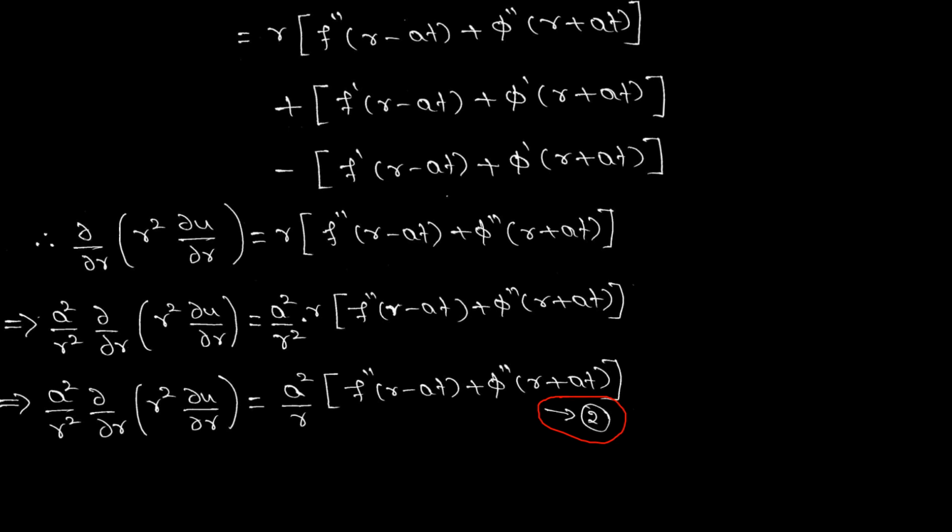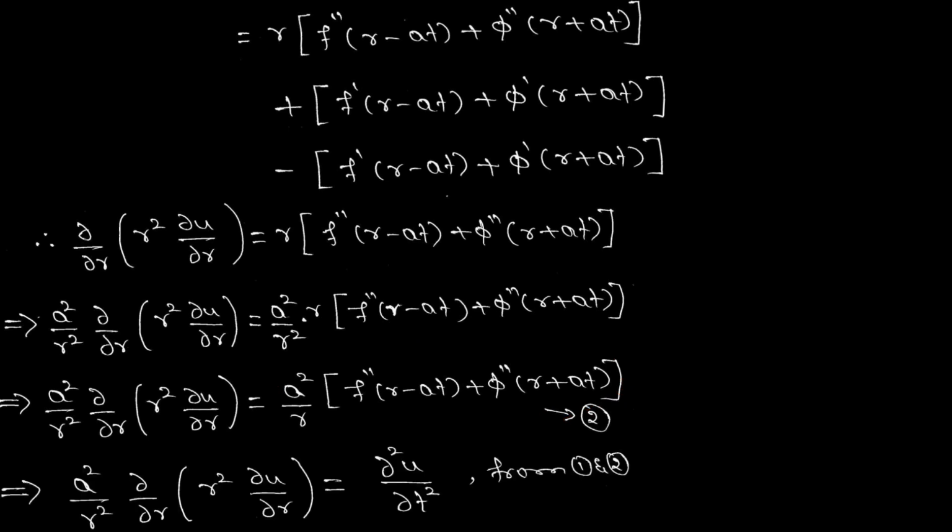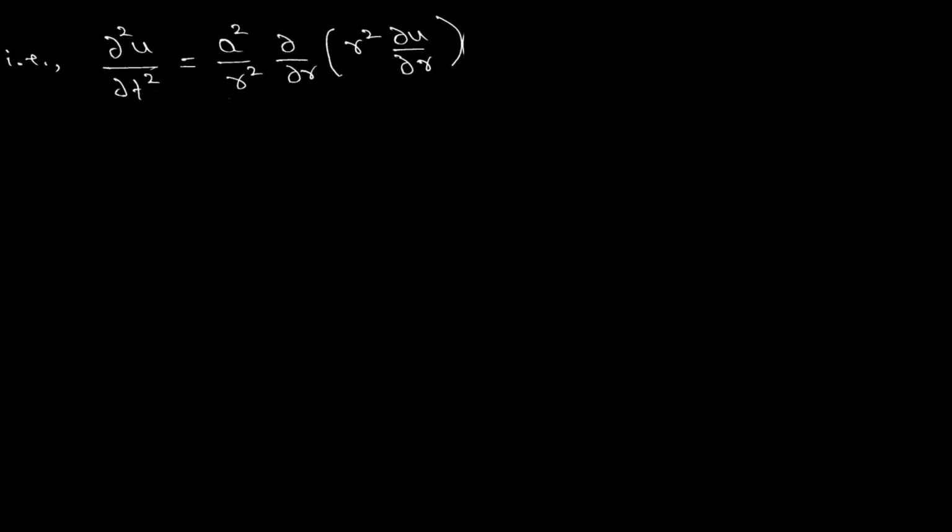When you compare this RHS with equation number 1, this is same as dou square u by dou t square. So we are done with our problem, which says this has to be proved.